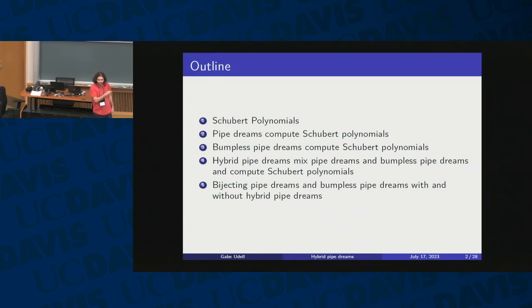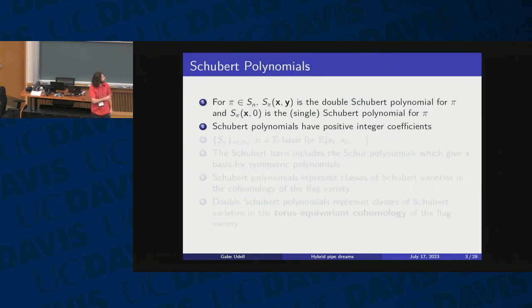to do that. Pipe dreams are medium old, bumpless pipe dreams are not as old, and hybrid pipe dreams are new. Pipe dreams and bumpless pipe dreams work very similarly. So it makes us want to know how exactly we connect these and how we think about the connection. Hybrid pipe dreams are one way to think about this connection. And in the latter part of the talk, we'll talk about bijections between pipe dreams and bumpless pipe dreams, using hybrid pipe dreams and not using hybrid pipe dreams.